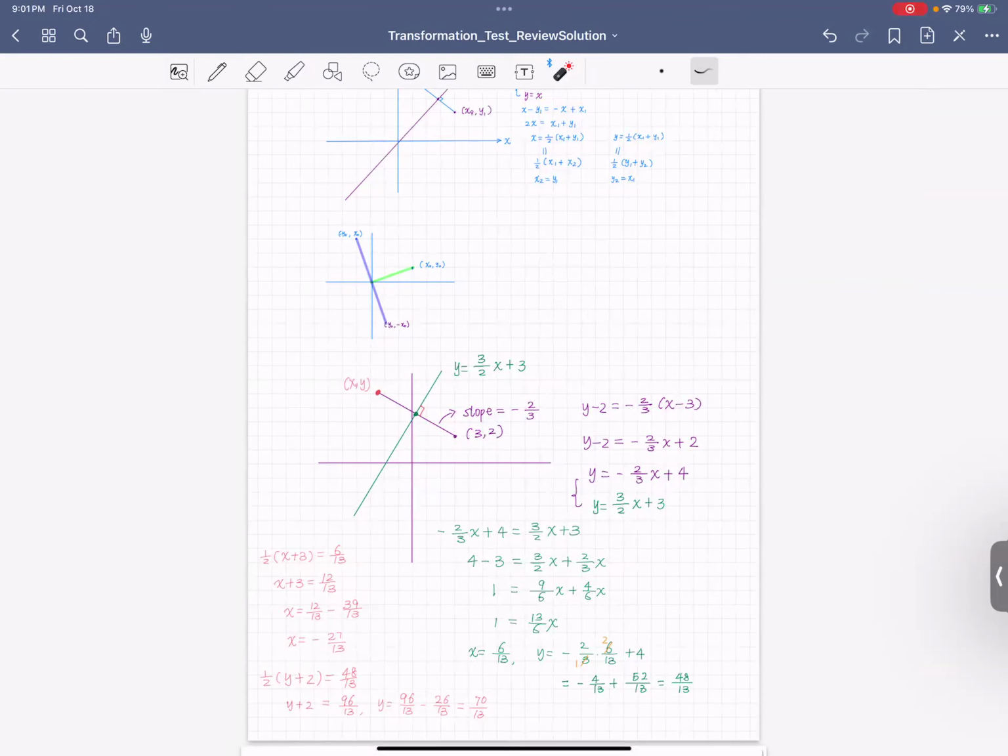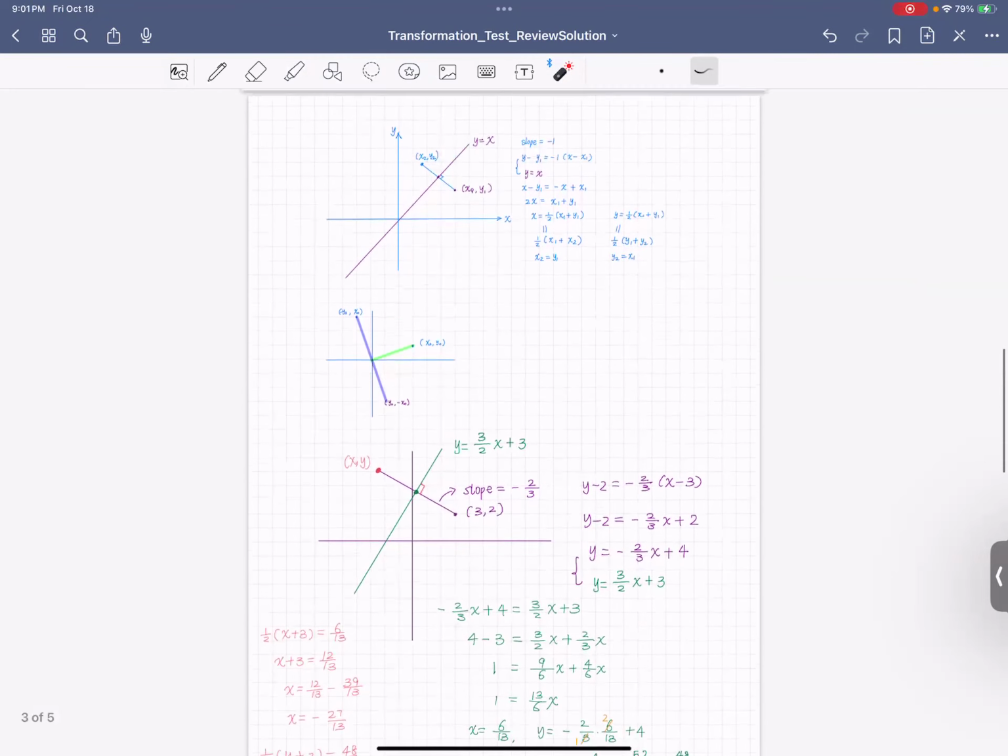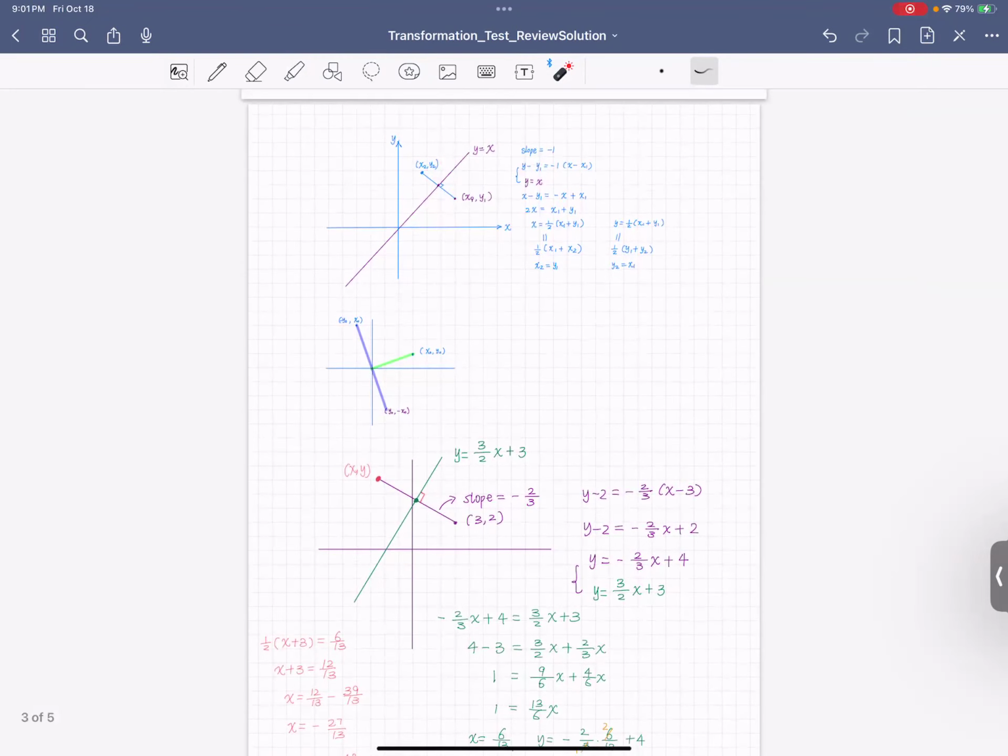Surely, your X is perfect. The Y is so close. The X value is perfect. There's a small tiny mistake in the Y value. Double check the last several steps.